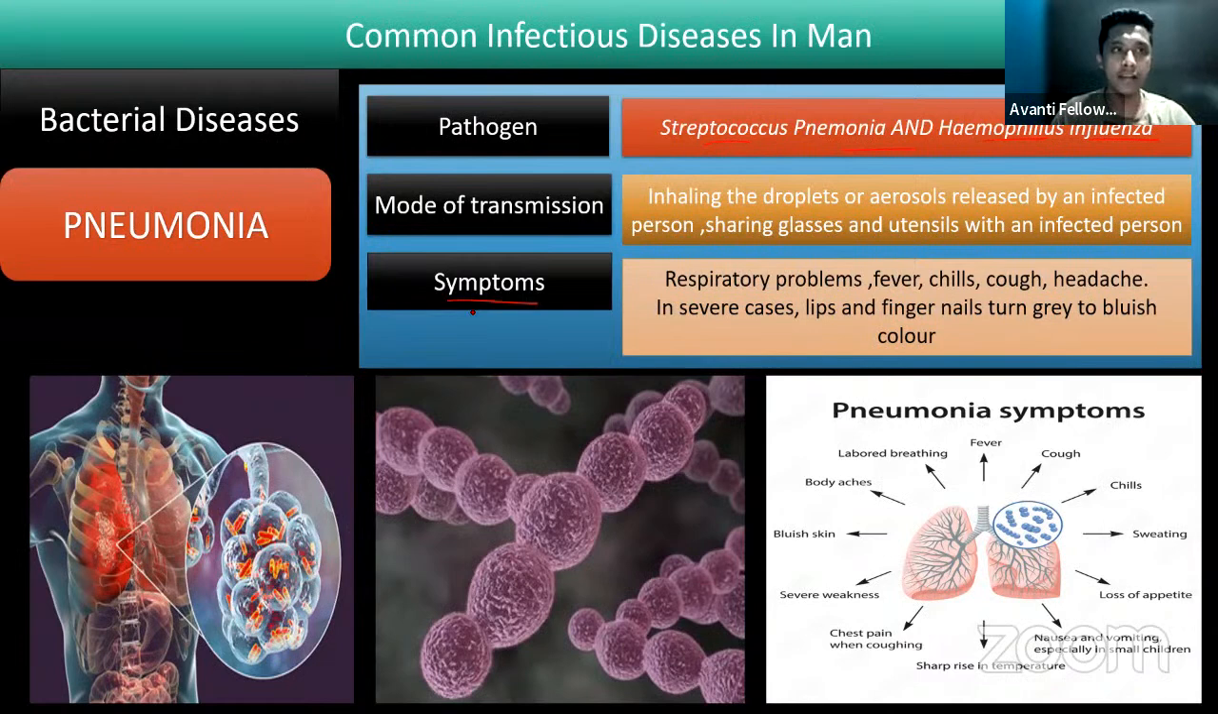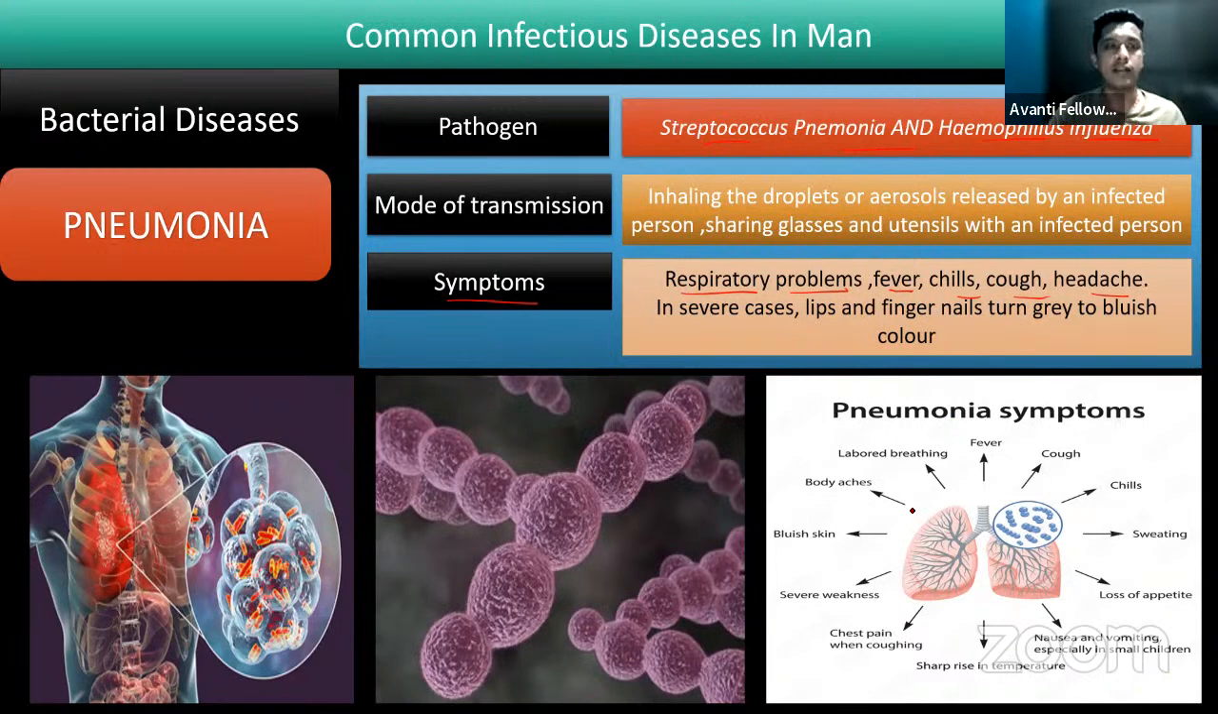What are the symptoms? As the fluid accumulates in the alveoli, obviously a person will start facing respiratory problems. They will have difficulty in breathing, which we call labored breathing, right? They'll have fever, chills, cough, headache, sweating, loss of appetite, nausea, a vomiting sensation, and excessive headache. There is constant chest pain, and there is severe weakness as well. All right, these are some of the minor symptoms that happen in pneumonia.